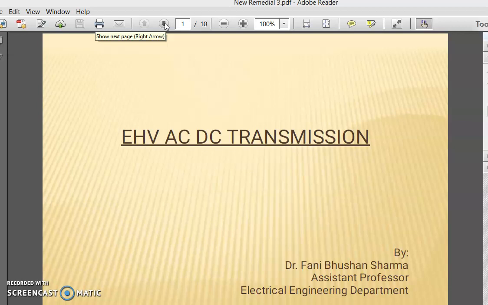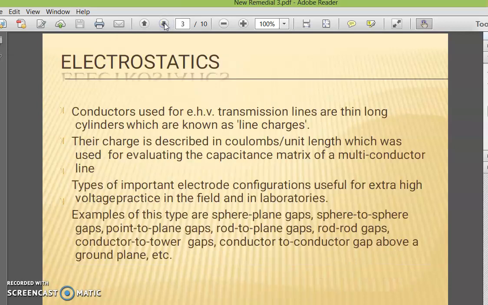But a very special or miscellaneous topic, voltage gradient of HVAC transmission, we should discuss today. Initially, we should know what is electrostatics. Conductors used for extra high voltage transmission lines are thin, long cylinders which are known as line charges.